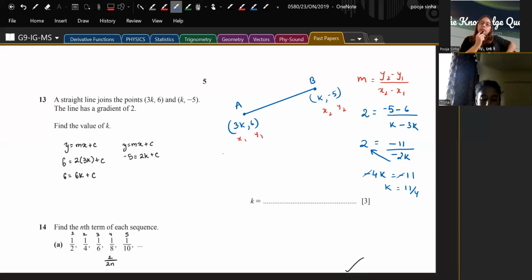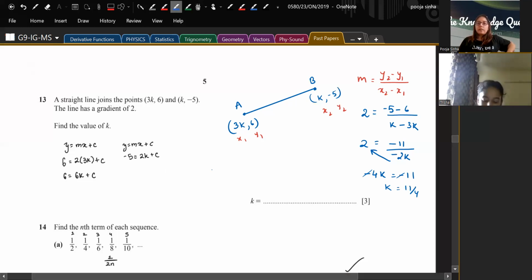So K is just the X values. Yeah, so it's only asking us to find out the K. So we'll just put the value for K. K is equal to 11 upon 4. Right? Yeah. Got it?